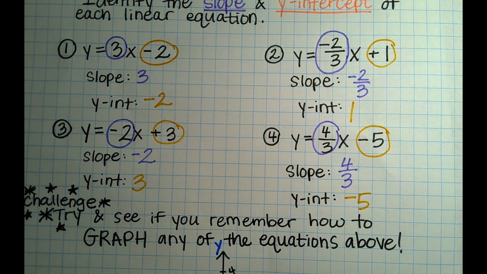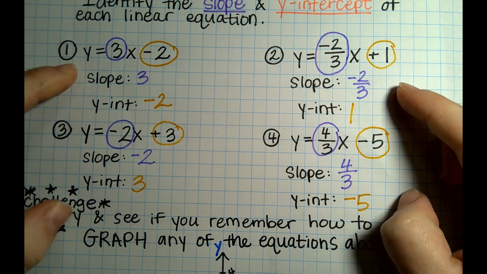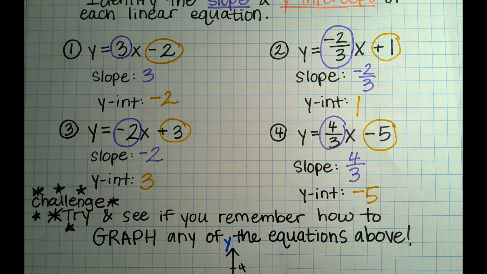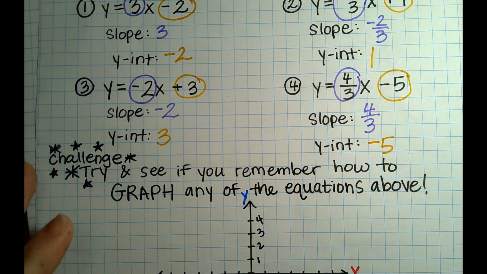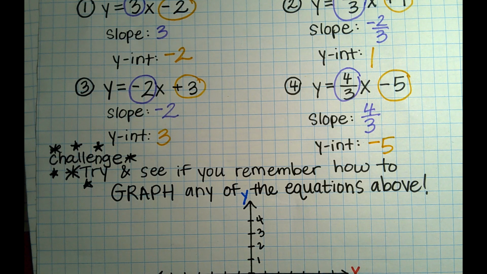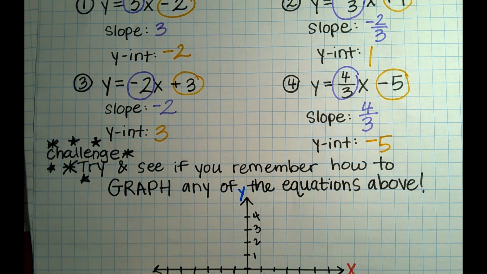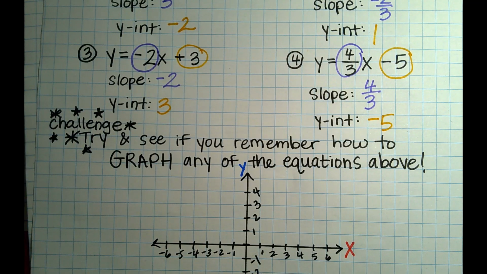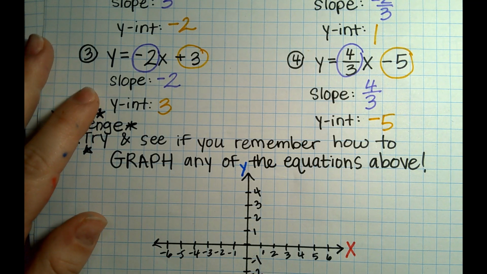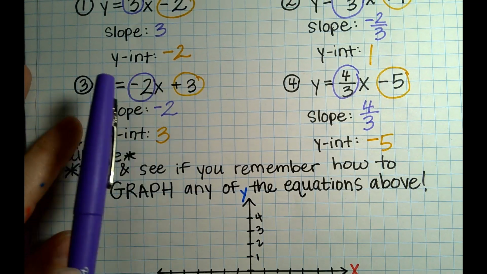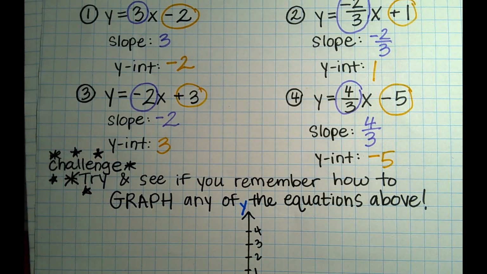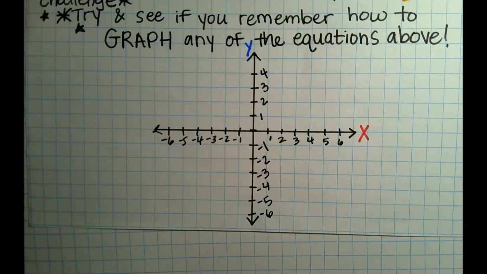So now that we have all of our slopes and y-intercepts identified, I gave you a challenge. Yesterday I showed you how to graph a line, and I only showed you, I believe, one example. We went through it very briefly. So I wanted to see if any of you remembered how to graph any of the equations above. So let's start with number 1. y equals 3x minus 2. I'm going to rewrite that problem down here.